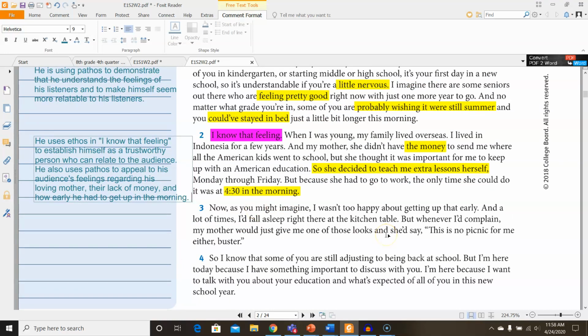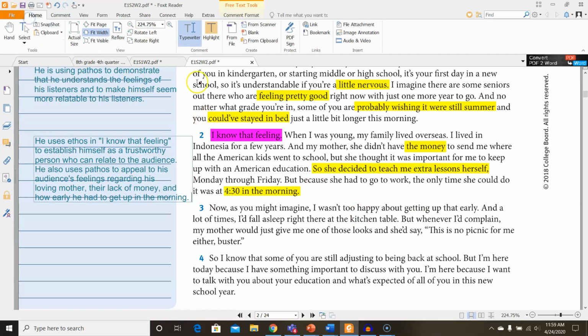So now let's do the third paragraph, and after that I'm going to set you free to do the remainder of these annotations without me. Now, as you might imagine, I wasn't too happy about getting up that early, and a lot of times I'd fall asleep right there at the kitchen table. But whenever I'd complain, my mother would just give me one of those looks and she'd say, "This is no picnic for me either, Buster."